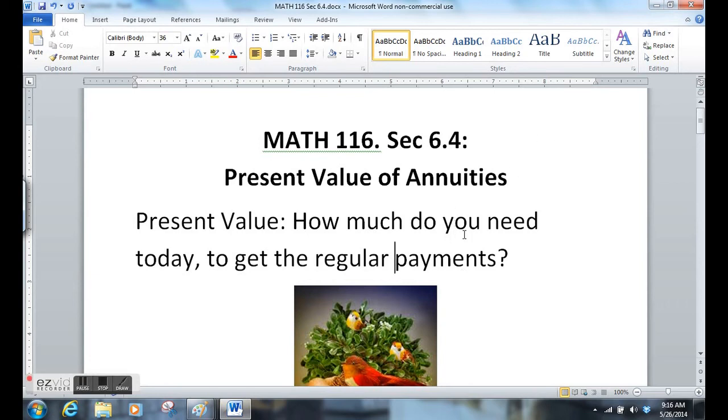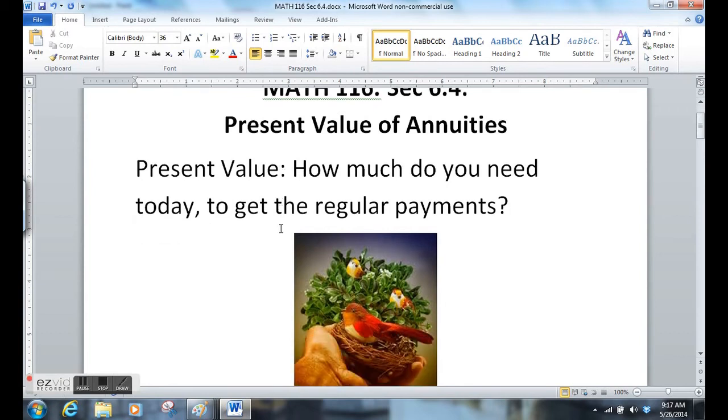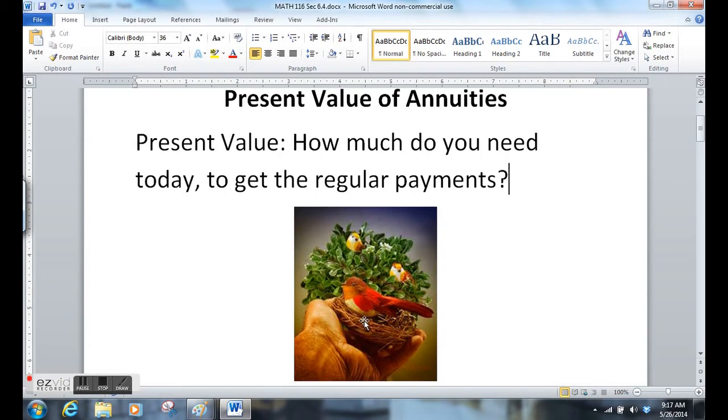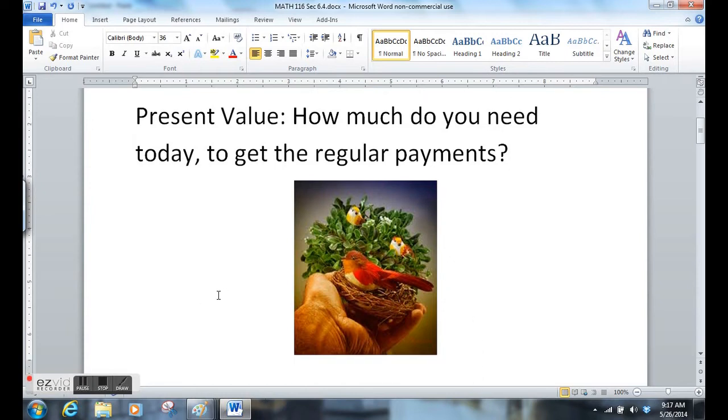So remember in section 6.3, you were putting money away either at the beginning of the month if it was an annuity due, or at the end of the month, and then they said, how much money do you have after 5 years? Well, now they're saying, how much money do you need now in order to get the regular payments? So the idea is sort of the old proverb, a bird in the hand is worth two in the bush. The idea is what you need today is different from what you're going to get in the future, assuming you get two birds in a bush in the future, which is really unlikely. I'm just going to say that right now.